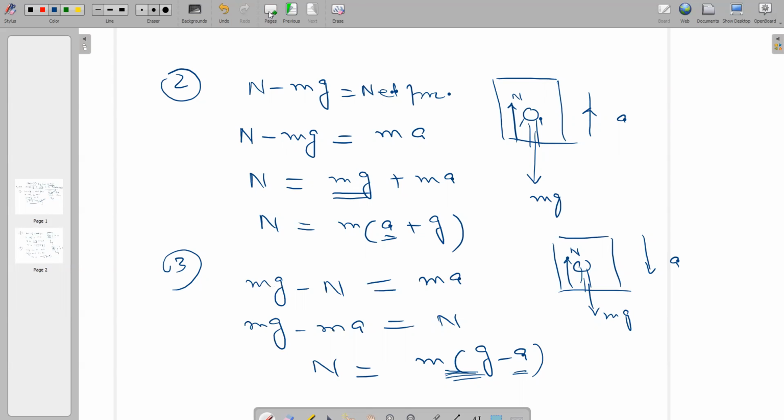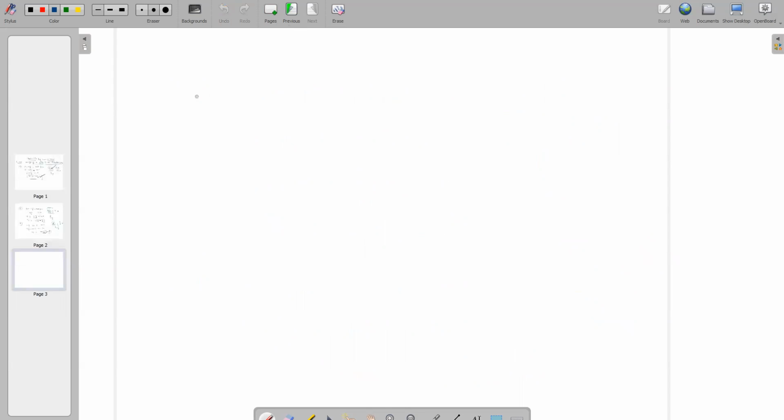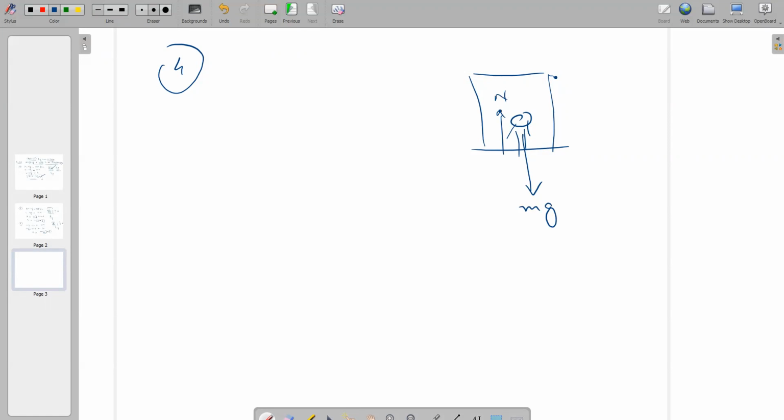Now the fourth case. In the fourth case, this is the elevator, and this elevator is on the fifth floor or any other floor, and this is mg and this is N.